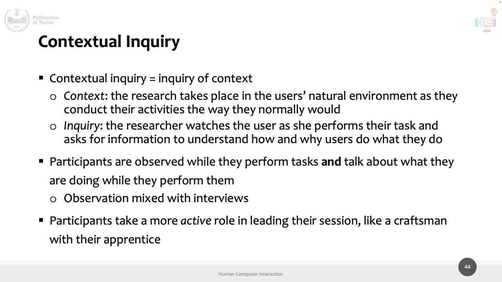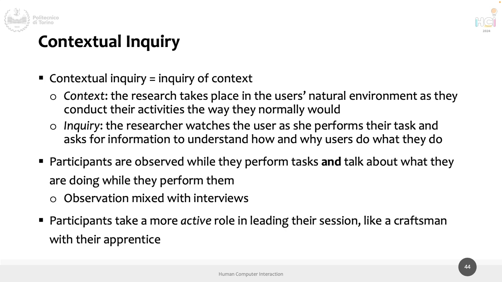And differently from observation followed by interviews, or vice versa, here participants take a more active role in leading their session. Because they are trying, like a craftsman with an apprentice, to teach you, to train you to do the same job, the same activity. So I'm now opening this and logging in here, and you see now I don't click here, but I click there, even if instructions say click the button on the left, because the button on the left will bring you to the same page we are looking for, but in 11 steps. Instead, if we go this way and we use the search, it will be shorter.